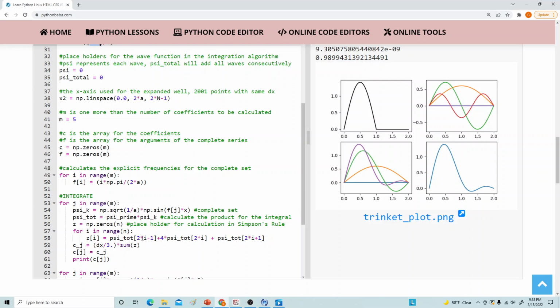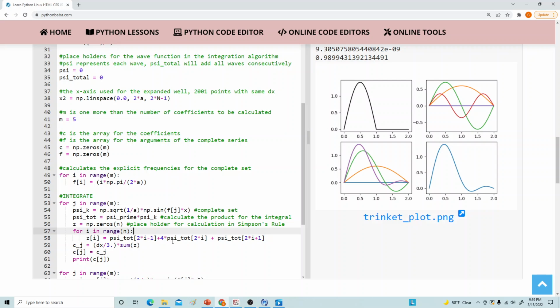And you take twice the index minus 1, and then multiply that by 4 times the value of twice the index, and then add the value at twice the index plus 1. So then you add all of those individual calculations up, and that's what this line does. And then you multiply by your length element, dx, or interval element, your x-axis increment, and then divide by 3.